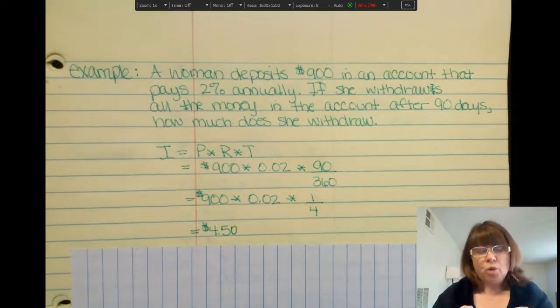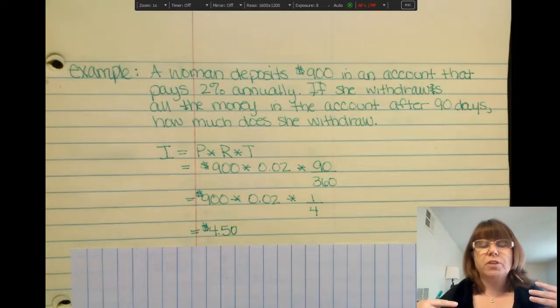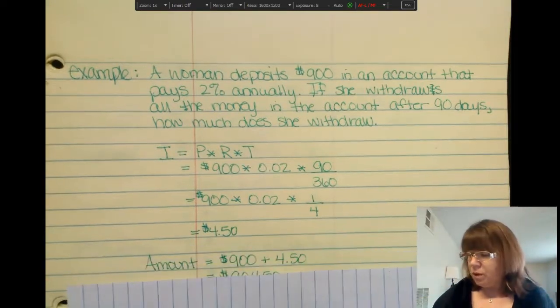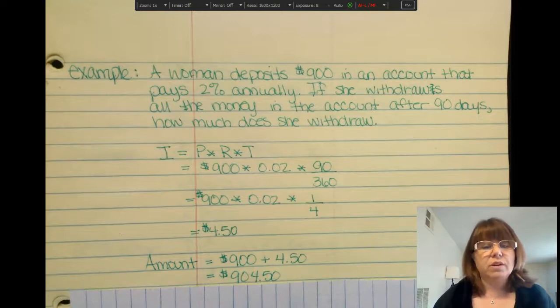But how much would she totally withdraw if she removes all the money? That will be 900 plus the 4.50 for $904.50.